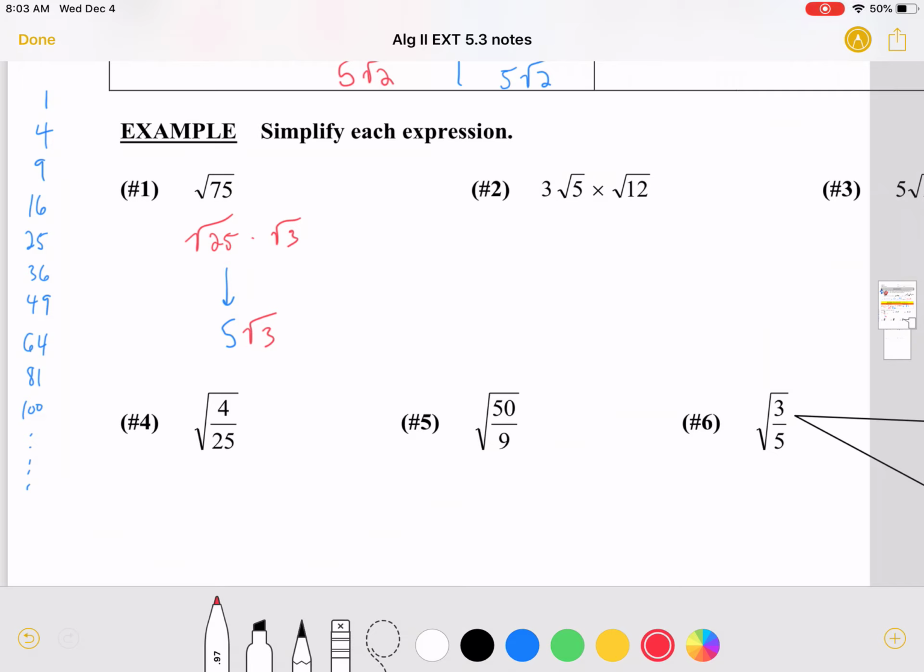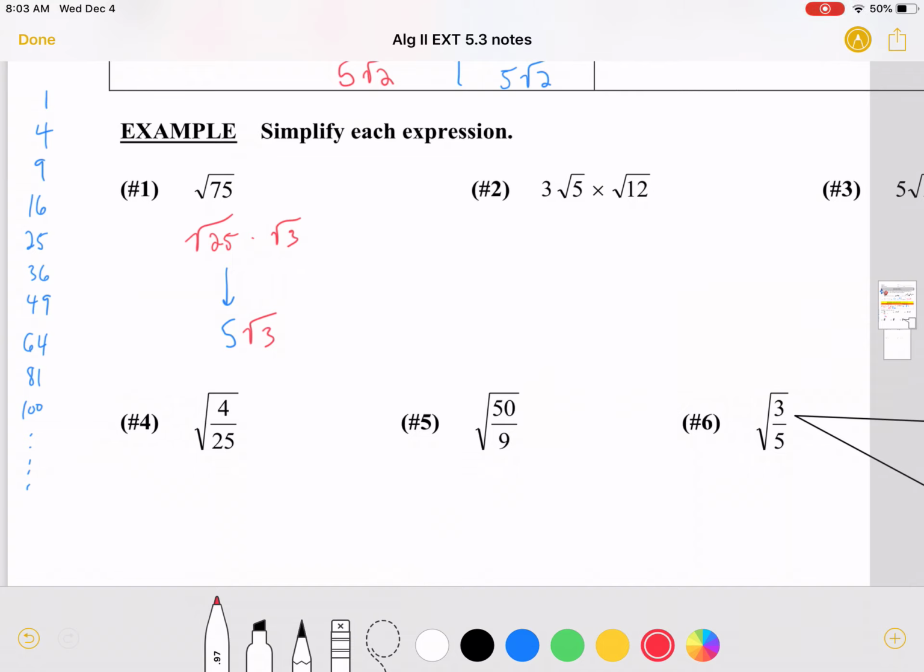Okay, so now in number 2, we are multiplying two separate radicals. Now, the thing that's different here is in number 2, the first term, 3 square roots of 5, has something on the outside of the radical and something on the inside. I call it outside the house and inside the house. Now, when you are doing this, you can multiply things that are underneath the square root by things that are underneath the square root, and things that are outside the square root by things that are outside the square root.